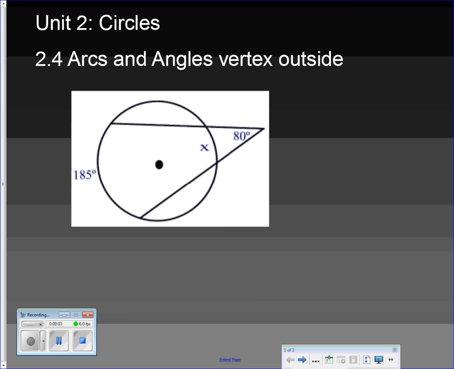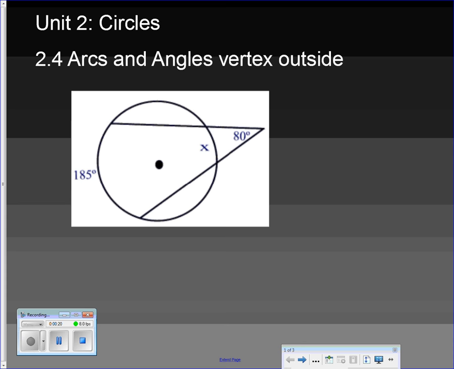Hey everybody, this is Mr. Munson. We are in Unit 2 still, circles. We're looking at concept number 4 from your student learning map. This is arcs and angles, their relationships to each other, continuing on. But in this case, we're going to be looking at when the vertex is on the outside.